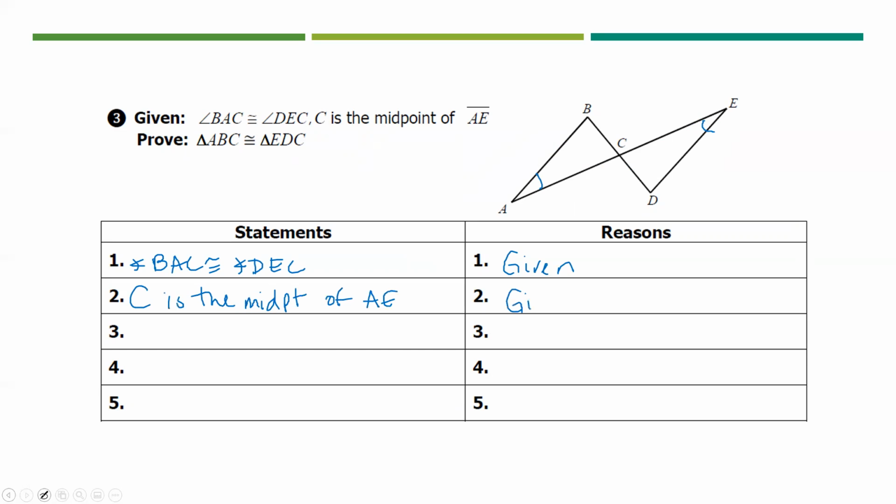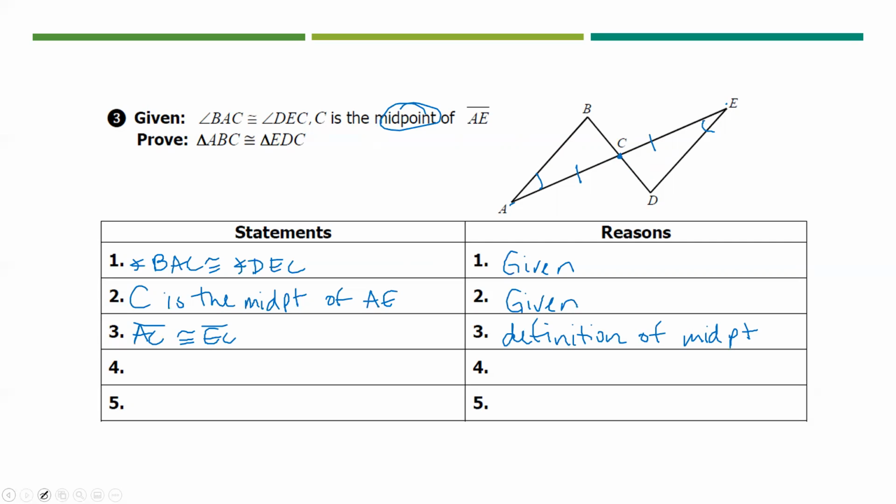That's given. And I see that word midpoint, probably going to need its definition. C is the midpoint of AE. So that means that AC and CE are going to have to be congruent. So AC is going to be congruent to EC because that's what a midpoint is. That's the definition of midpoint. And now we need one more thing to prove these are congruent.